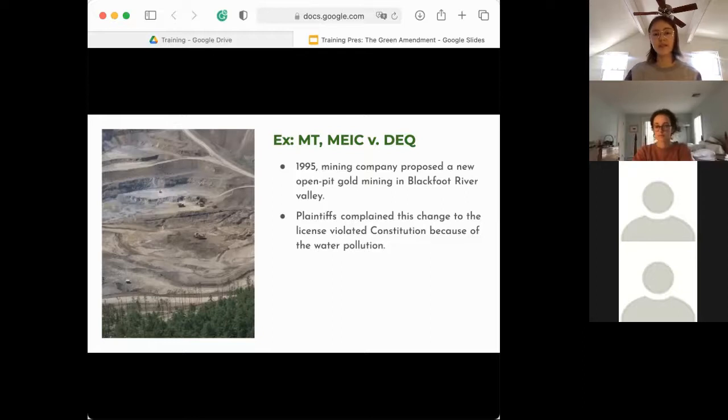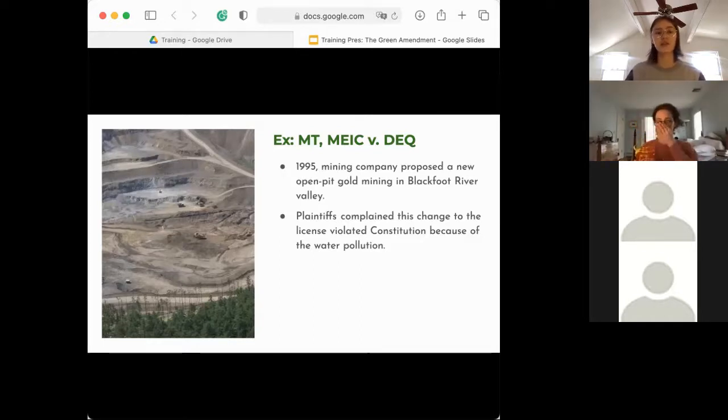What this did is it allowed a waiver of non-degradation review in certain cases, including this case with the mining company. That's how the DEQ was justifying its actions. They said that this part of the act was also a violation of the Green Amendment in the Constitution because, again, no degradation is allowed.